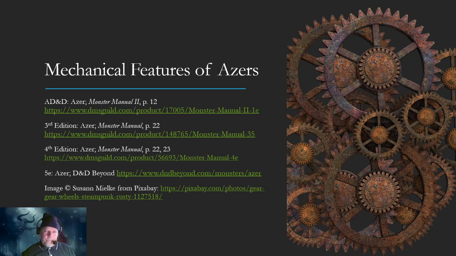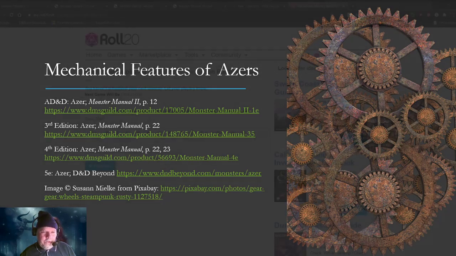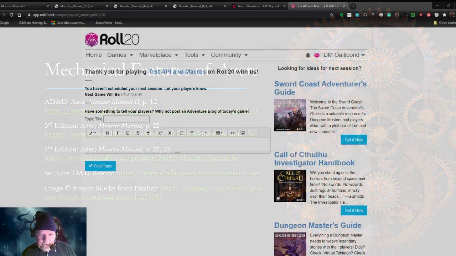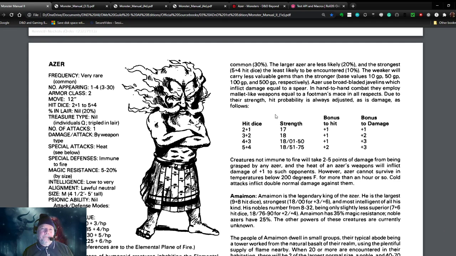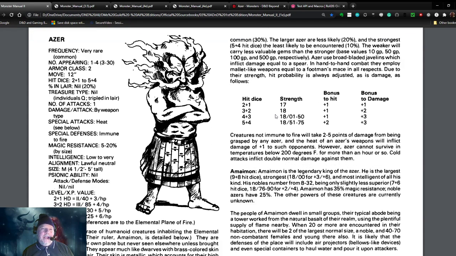Okay, now here's one of the fun parts of the show where we are going to look back through the years at these sources. We are going to take a look at the Monster Manual 2 from AD&D, and we are going to look at what the Azer were like in those days. Okay, so Armor Class 2.